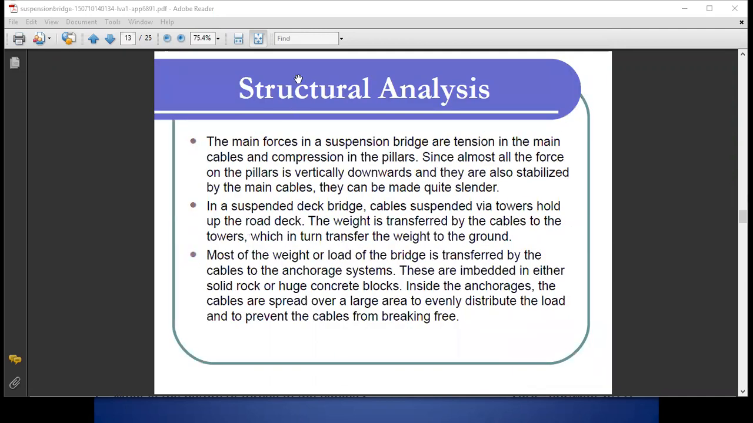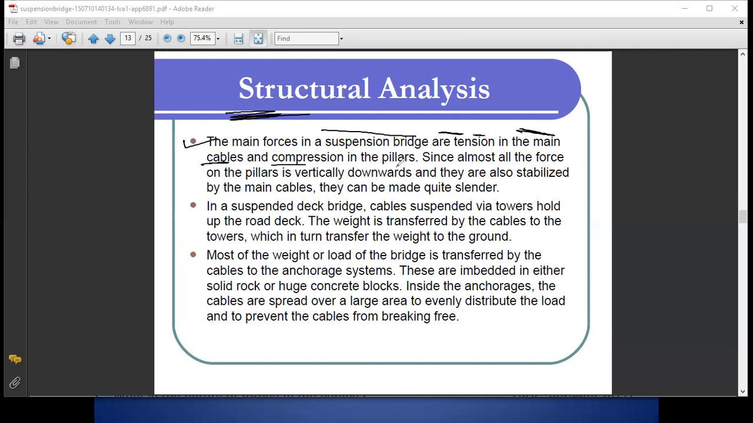Okay, so next is the structural analysis of your suspension bridge. So the main force, as I told, in case of suspension bridge or suspension cables, is nothing but the tension, because cable is one type of tension member which is predominant to carry the tension. Okay. So the main force in the suspension bridge is the tension in the main cables.